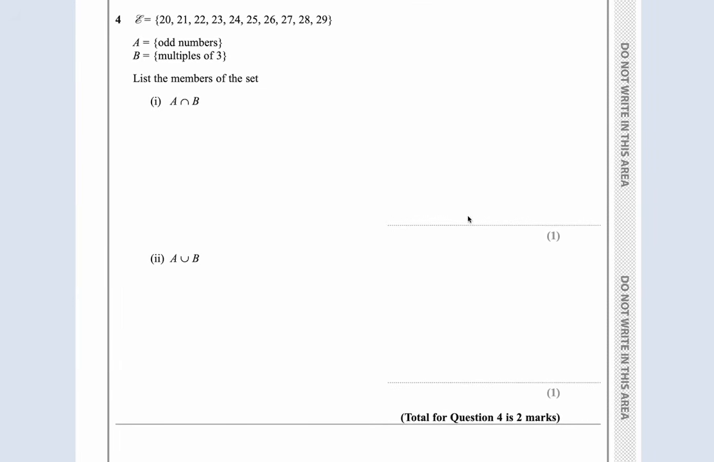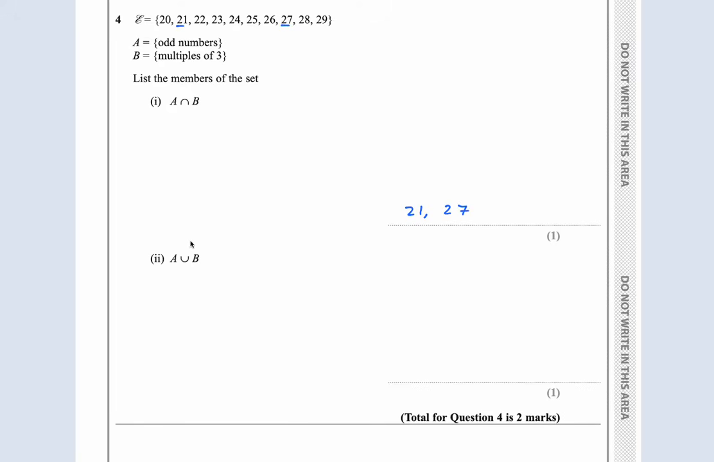Question 4, hopefully guys it'll get a bit easier. This one's nice, I think. Okay, A intersection B. That's what's in A and in B. So we want odd numbers and multiples of 3, and it has to be in this set. So what's an odd number and a multiple of 3? Well, 21 for sure. 23, no, because it's not a multiple of 3. 25, no. 27, yes, and that's it. It's just 21 and 27.